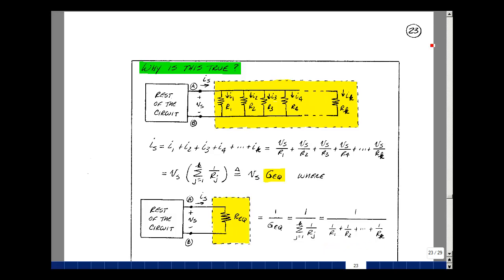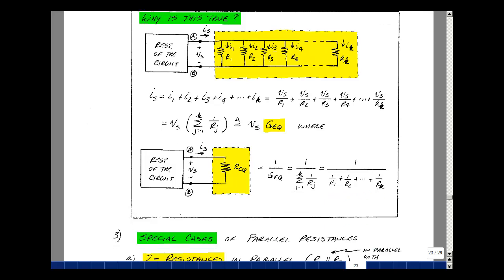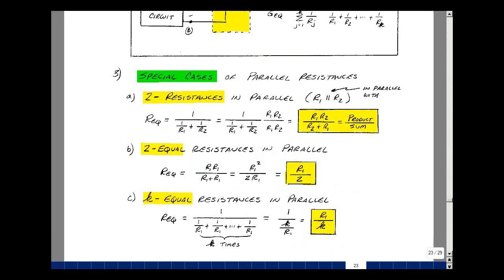Let's take a look at some special cases like we did for series elements. Suppose you had only two resistances in parallel. We'll write that as R1 and then two straight lines and R2, where the two straight lines is from geometry indicating parallel. Using our previous property, we could then find R equivalent as 1 over G1 plus G2, and write that, of course, as 1 over R1 plus 1 over R2.